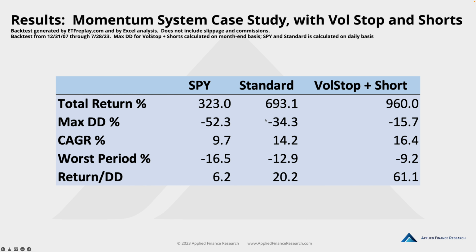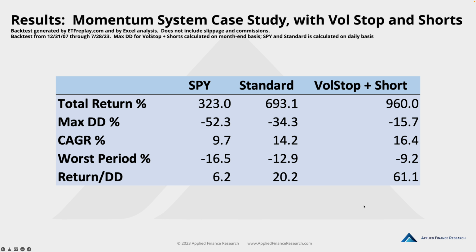For the column labeled SPY, we have stats for the buy and hold return of the S&P 500. The column labeled standard is the classic or out-of-the-box rule set for one configuration of the momentum systems that we teach. Not the only one, but one configuration. If you're familiar with Dr. Ken Long's BMR systems, this rule set would look very familiar to you. The column labeled vol stop plus short has the results for adding the optional volatility stops and short positions.